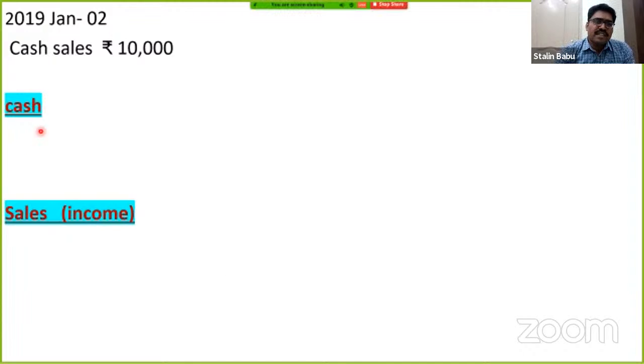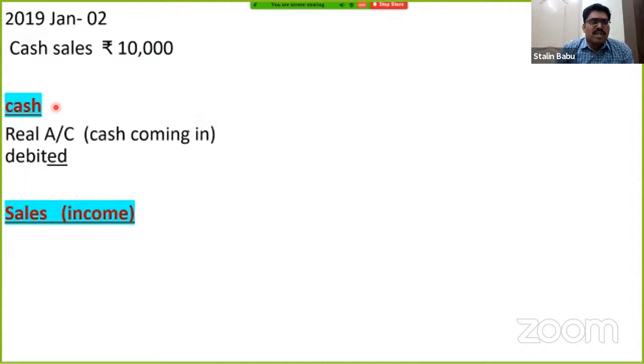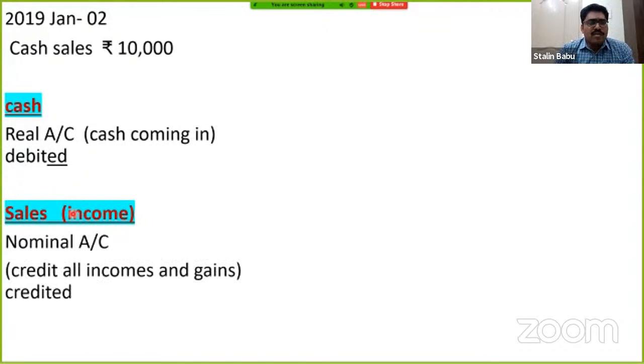So here the two accounts affected are cash account and sales account. What is the nature of cash account? Is it personal, real, or nominal? Yes, it is real account. The principle of real account is debit what comes in, credit what goes out. Here, cash is coming into the business, so cash account should be debited. What is the second account? Sale. It is an income to the business. Income comes under nominal account. What is the principle of nominal account? Debit all expenses and losses, credit all incomes and gains. Here, sale is an income to the business, so it should be credited. So the entry is cash account debit to sales account.